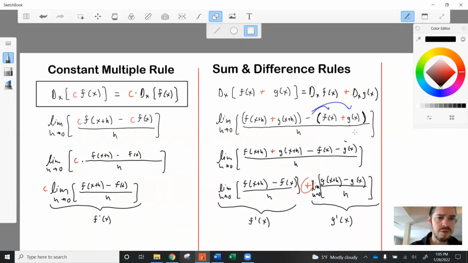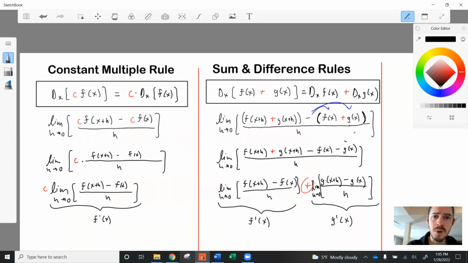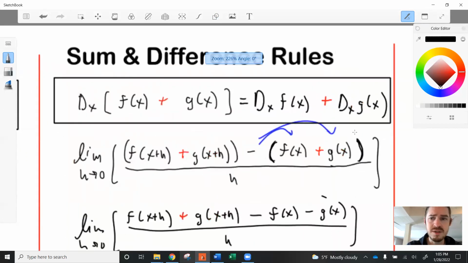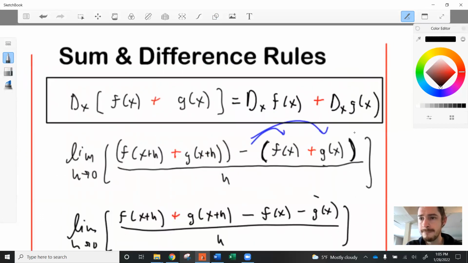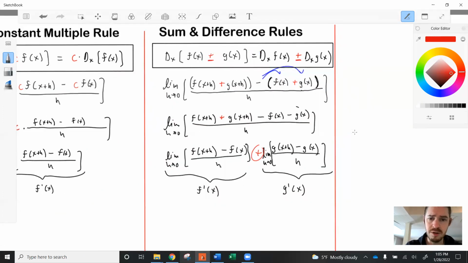These are our rules. There's our constant multiple rule. There's our sum rule. You may be wondering what happens if this sum is a difference. No problem. It works just as well. If this were a minus, this would also end up being a minus. And you can go through and confirm for yourself that all the signs work out, so that ends up being a minus.